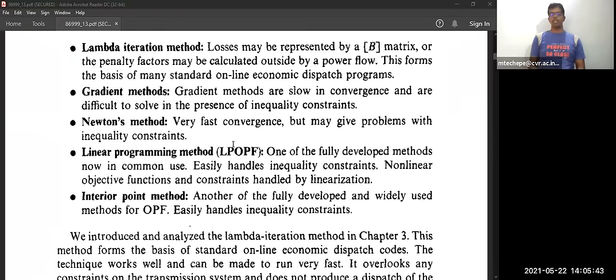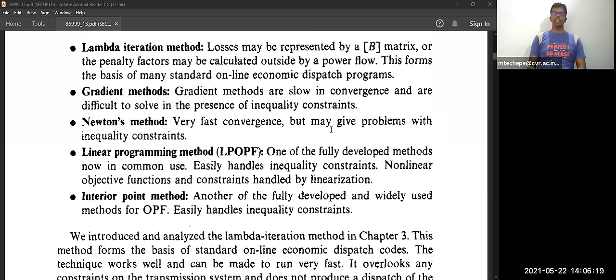The next solution technique is the linear programming method. I think you already studied linear programming and non-linear programming methods in your M3. This is one of the fully developed methods, now commonly used. It can easily handle inequality constraints, and the non-linear objective function and constraints are handled by linearization.